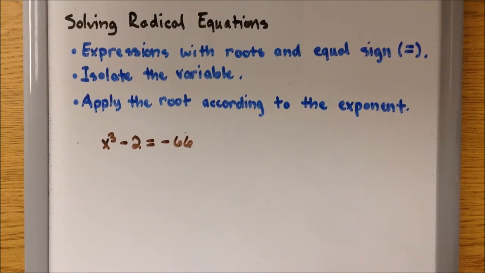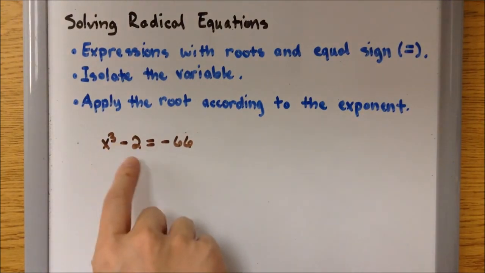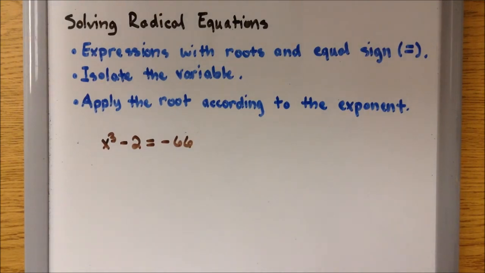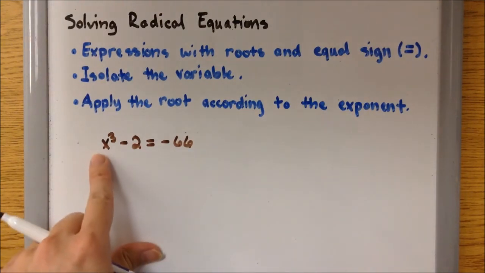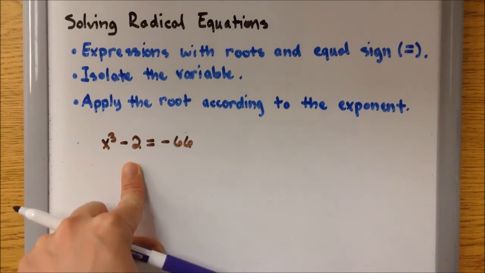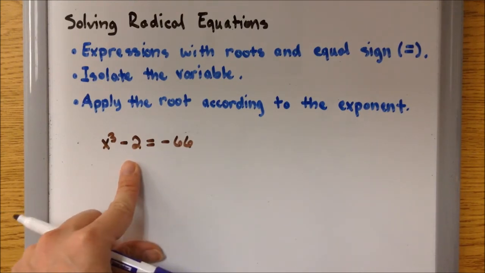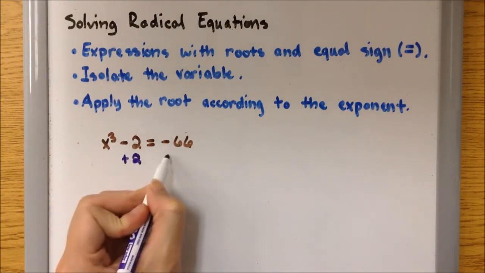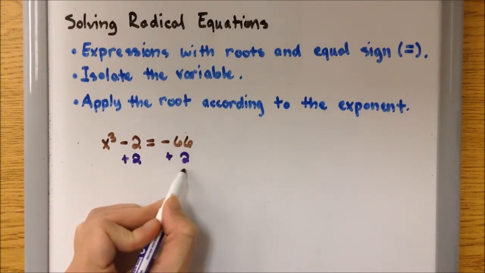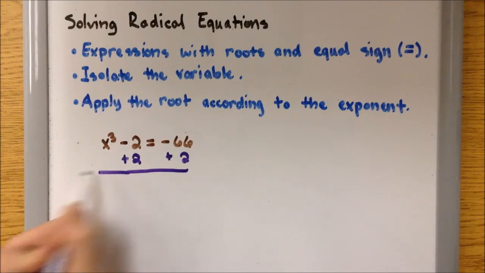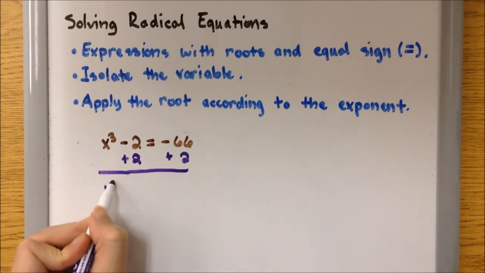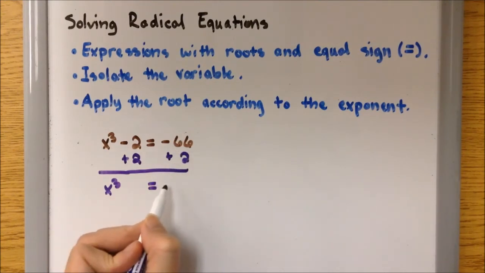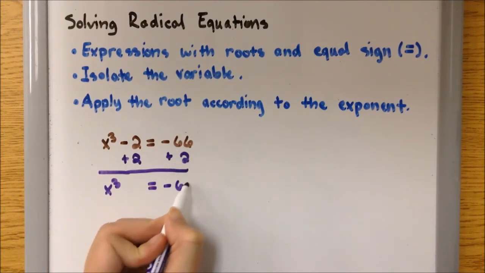So in our fourth example, we have x to the third power minus 2 equals negative 66. So I want to get x to the third by itself. I need to get rid of minus 2. So the opposite of minus 2 is plus 2. So add 2 on the left, therefore add 2 on the right. Now I have x to the third equal negative 66 plus 2 is negative 64.